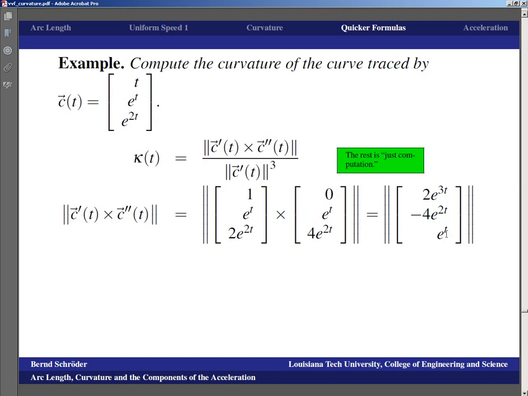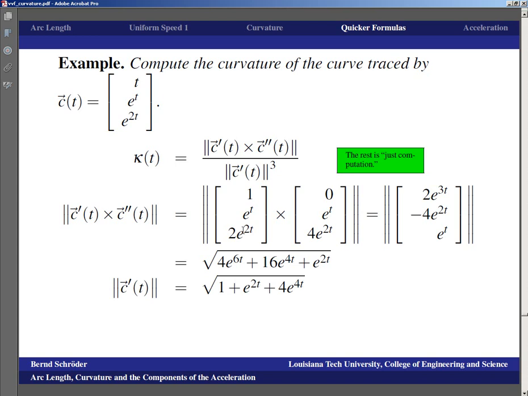Now we take the norm of that, so that would be the square root of the square of the first, which would be 4e to the 6t, because e to the 3t squared is e to the 2 times 3t. Similarly, this becomes 16e to the 4t, and this one squared is e to the 2t. And yeah, there isn't much else that can be done there. So we also have to look at the norm for C prime of t.